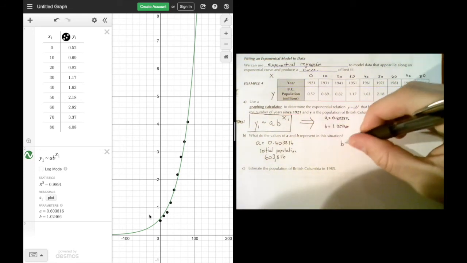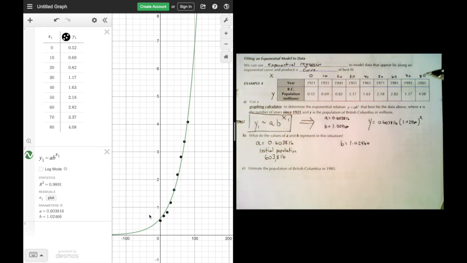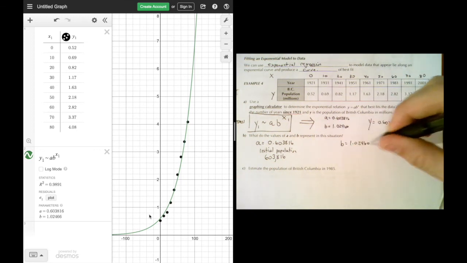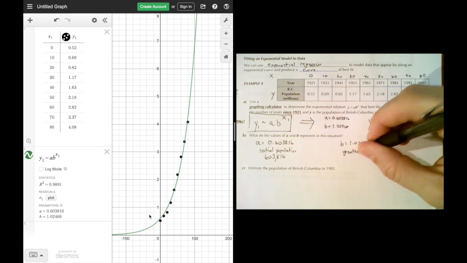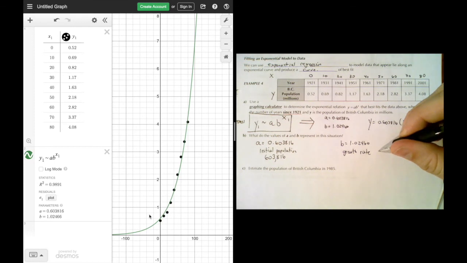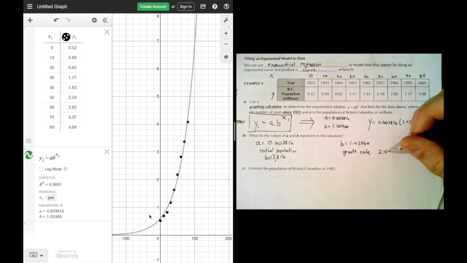And b, 1.02466, b tells you whether it's growth or decay. And since it's above 1, we have a growth model. How much above 1 are we? Well, we're 0.02466, which is 2.466%. So our population is growing by 2.466%.